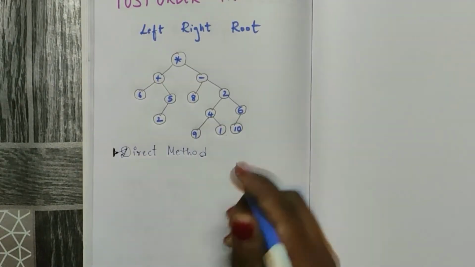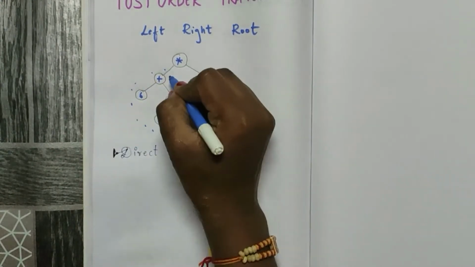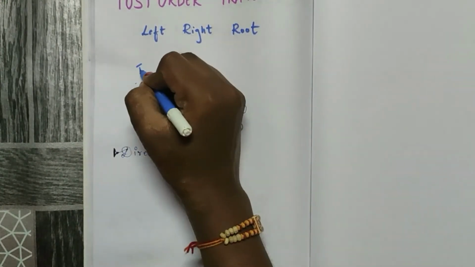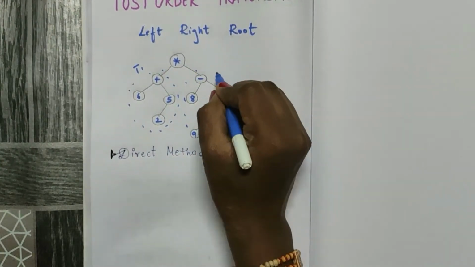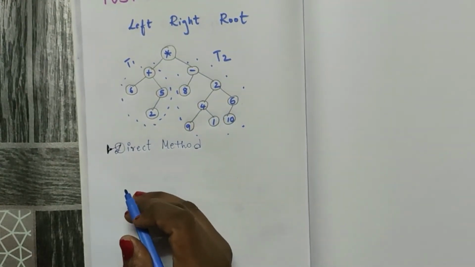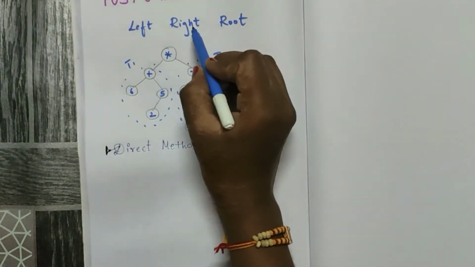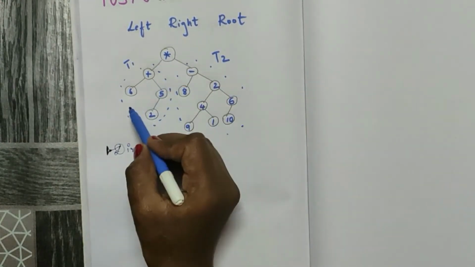Let's divide this graph into two. You can call this T1 and this whole thing T2. So let's start. If you look at this structure, it's first left, right and then root. So in this graph, we'll start this way.